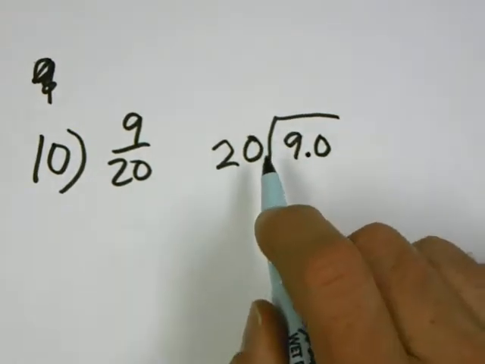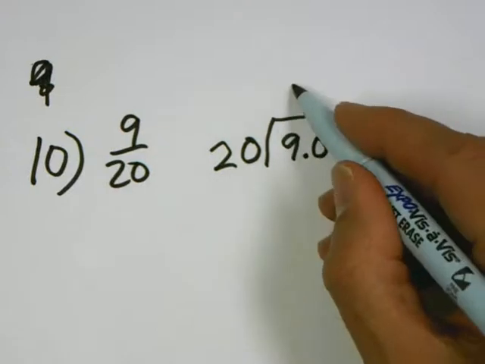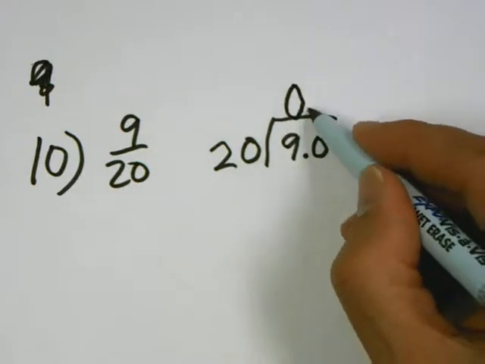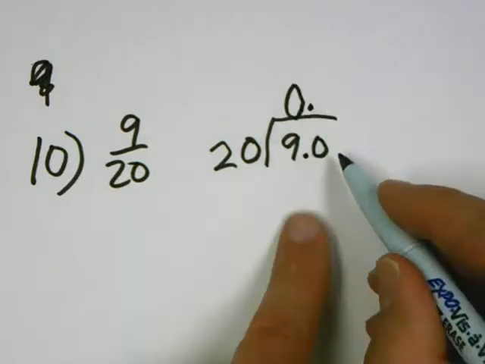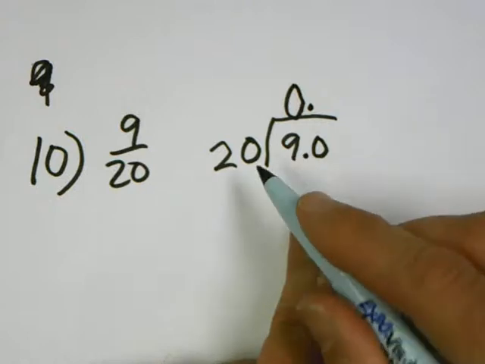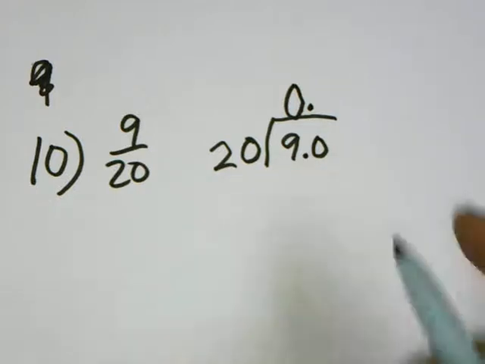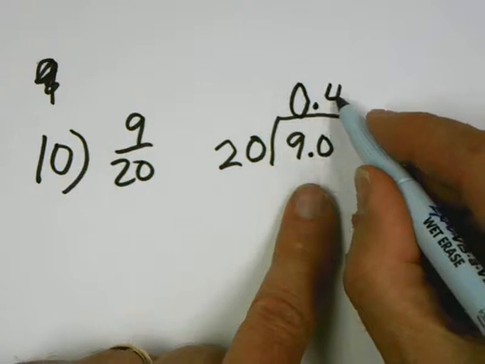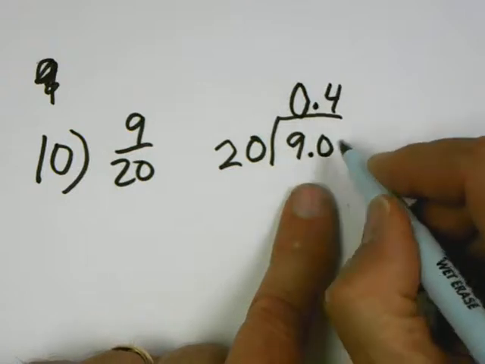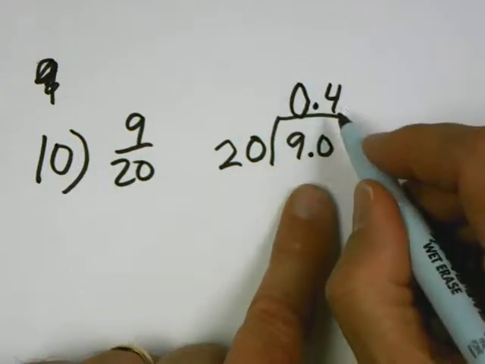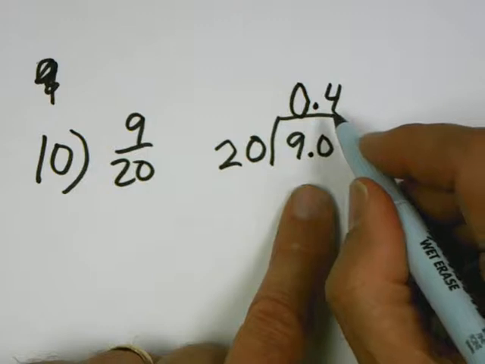So 9 divided by 20, can't do it. Put a 0, it's going to be a number less than 1. Right, put the decimal up. I'm not really dividing 90 by 20, but that's how I'm thinking of it. That's how it's being represented. And that's 4 times. It's really 9 and 0/10, not 90, but 4 times, or 4/10 over here.